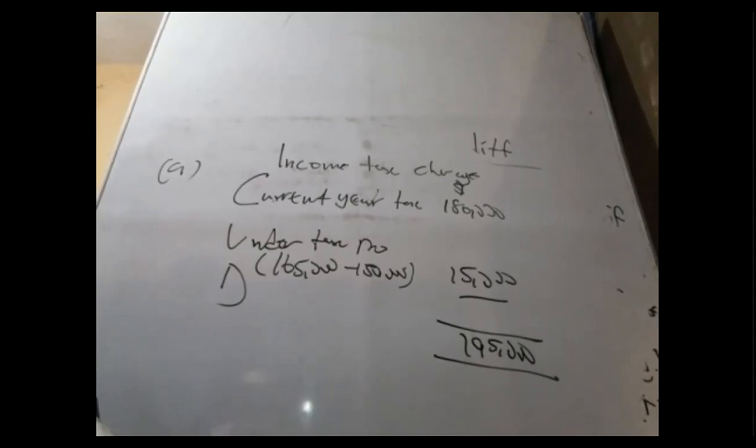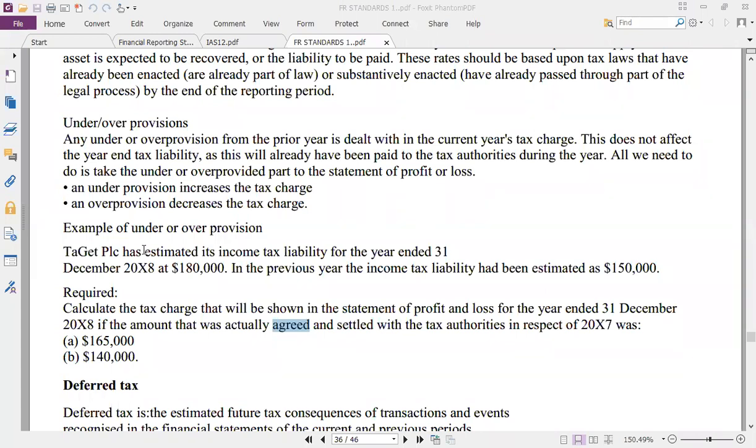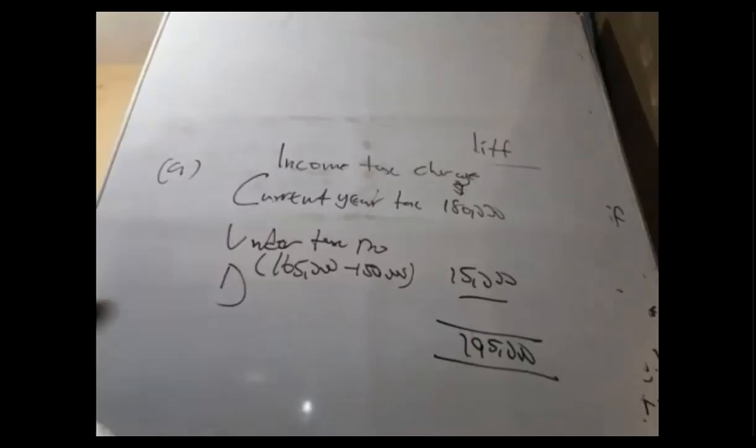Let's go to B. The B, the final tax agreed is 140. Okay, so that is it. So if you are to solve the B, then it means that the final tax is 140, and the tax estimated is still 150. So it has been overestimated by 10.